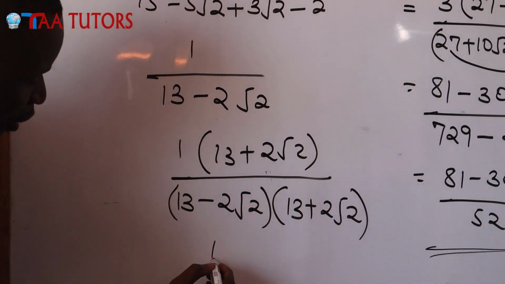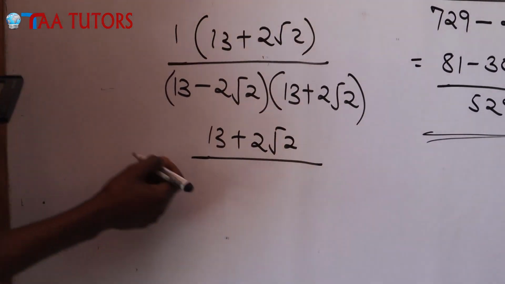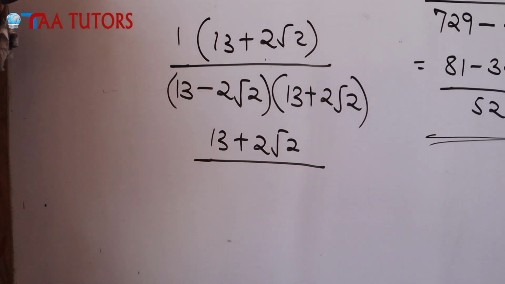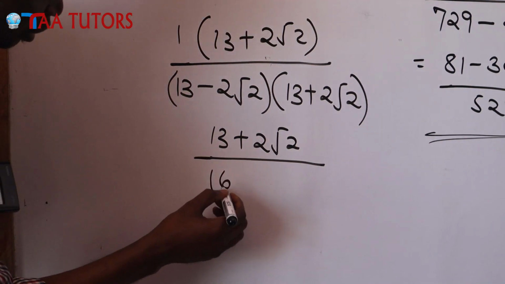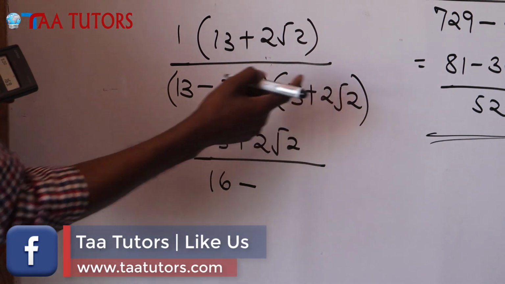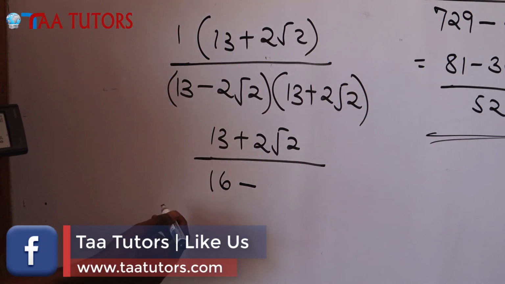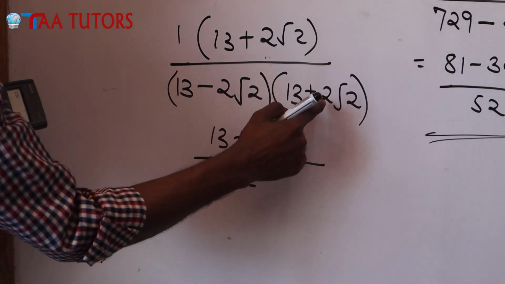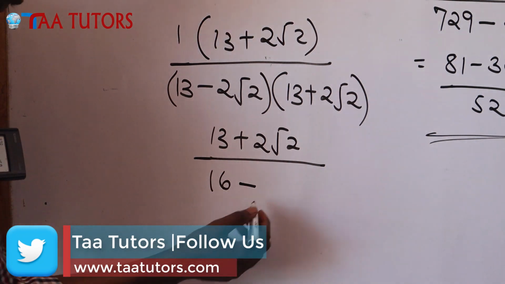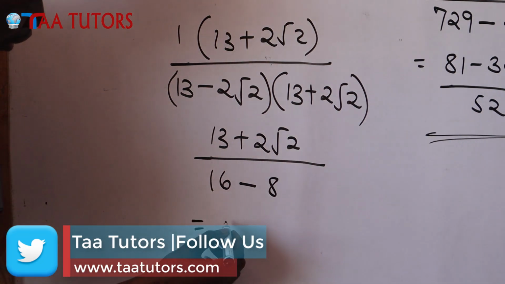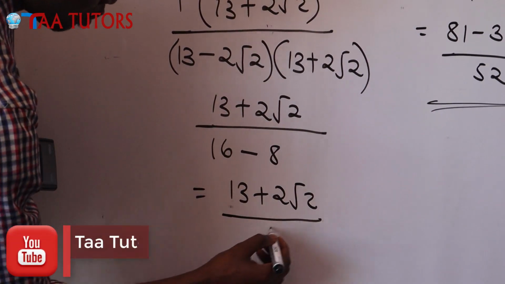So again here, that is 13 plus 2 surd 2 divided by 13 times 13, which is 169, minus 2 times 2, which is 4, times surd 2 times surd 2, which is 2, so 2 times 2 is 4, that is 8 there. So we'll get here 13 plus 2 surd 2 divided by 8.